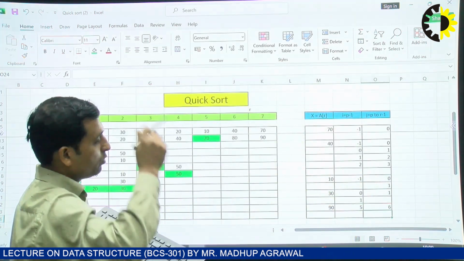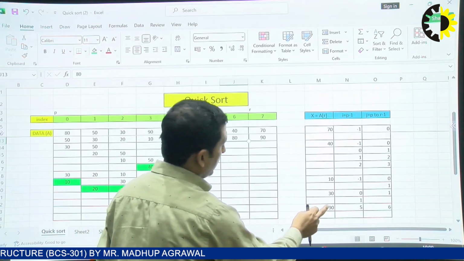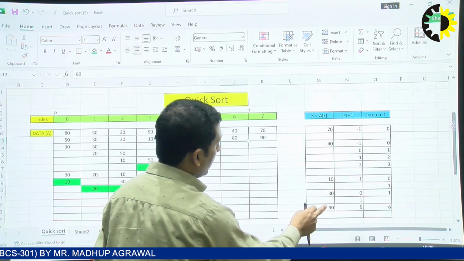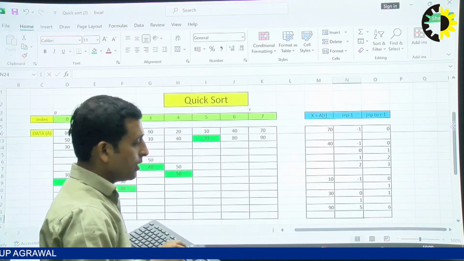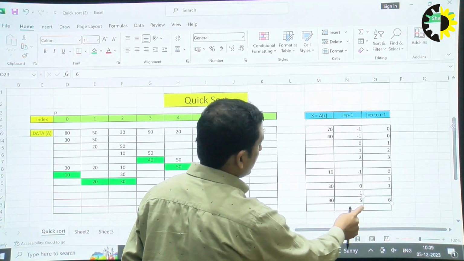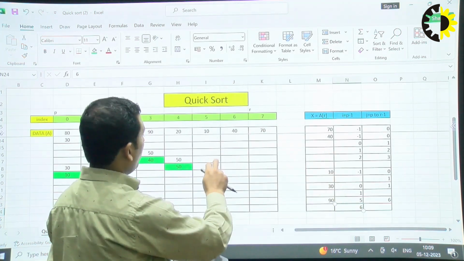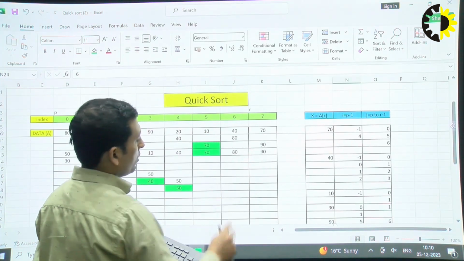So what to do? Just see here, 80 is not greater than 90. So what to do? Increment the I, that is 6. Now swap the element present at location 6 and 6. No swap will occur.